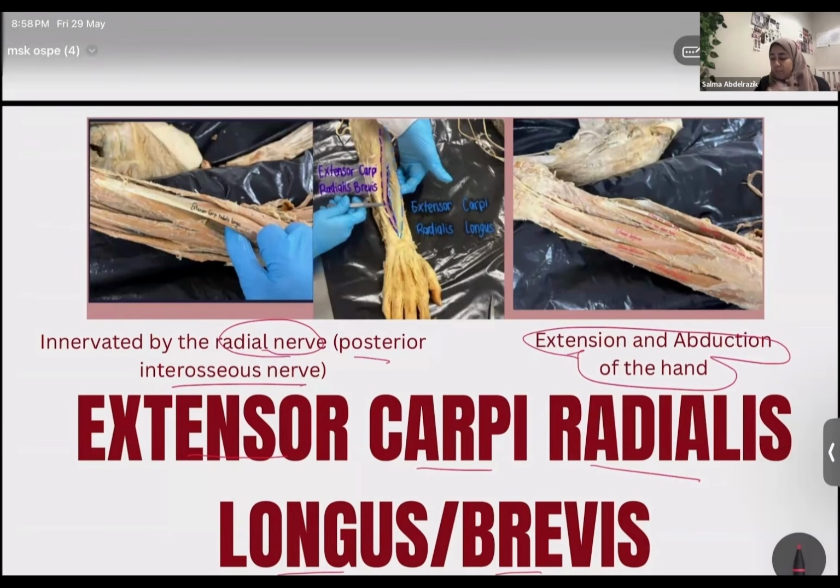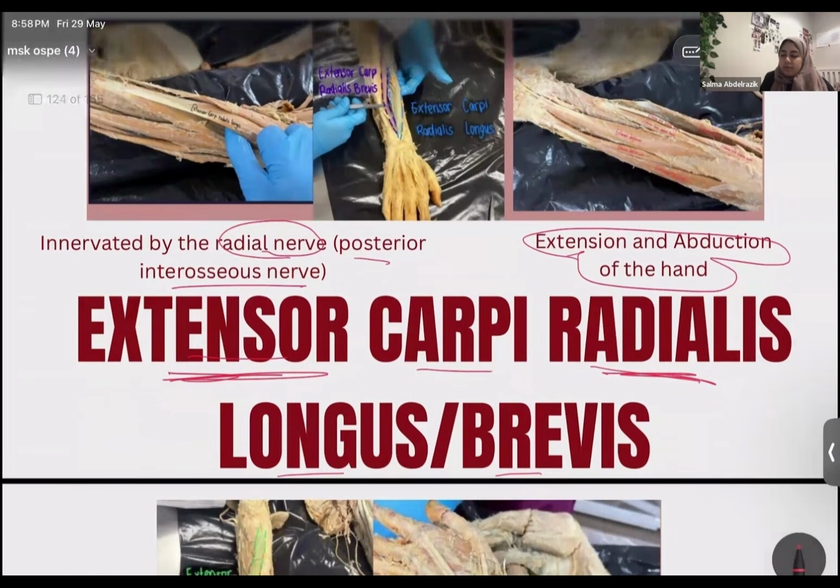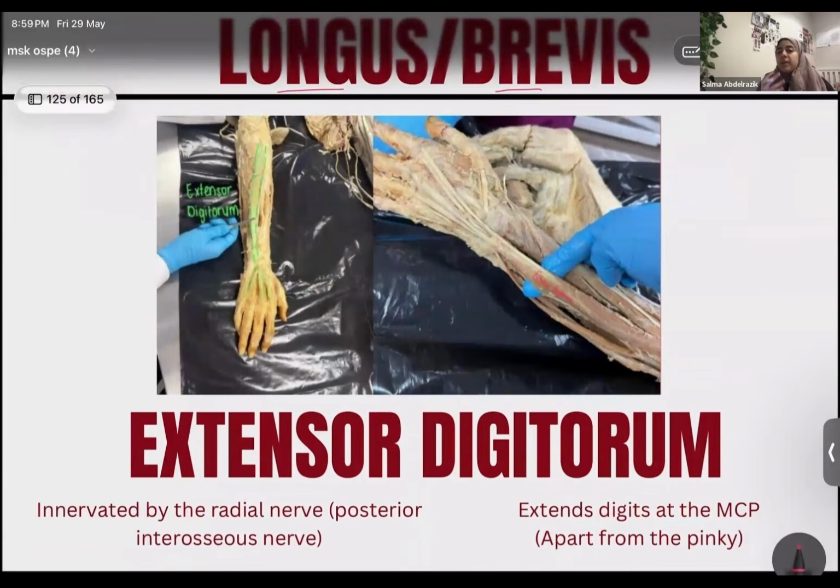Cool? Okay. How do I help you connect this? Okay, extensor. So from the name, it extends. Radialis is lateral because the radius is lateral. Lateral is more away from the body, so it takes away, so it's abduction. Your hand goes like that. I'm trying to connect it to you as much as possible. I'm trying to make it so silly that you remember it.